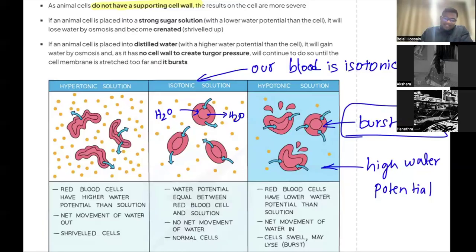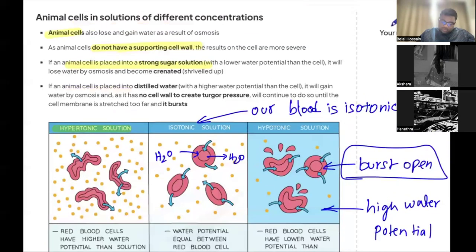Okay. All right. So here is the thing. If an animal cell is placed in a strong sugar solution, the strong sugar solution will be hypertonic. Again, I want to connect the words. Hypertonic means, for example, a strong sugar solution. So the cells will lose water. Understood? Yeah. Understood. Okay.